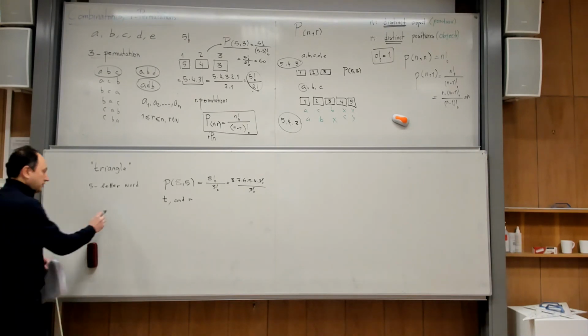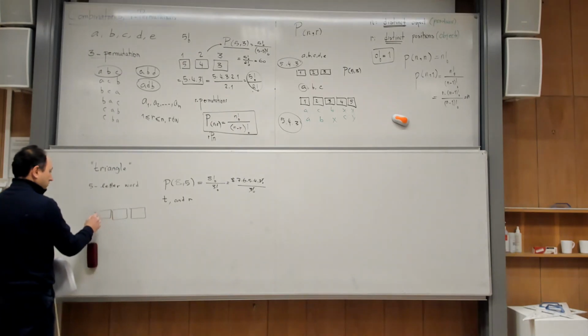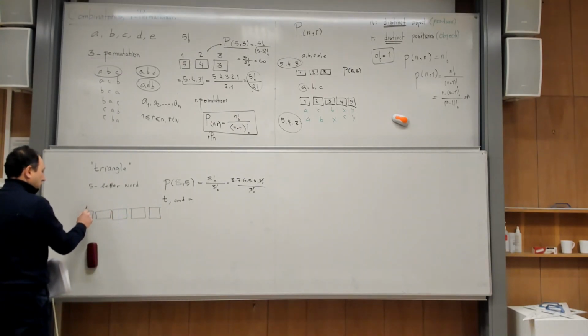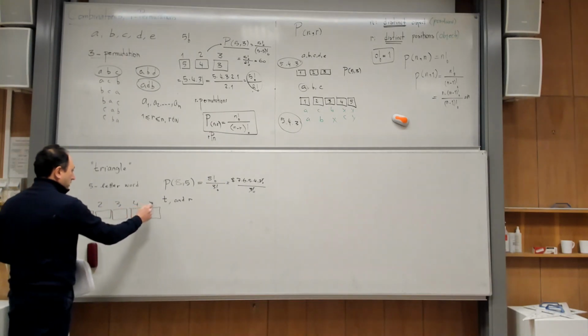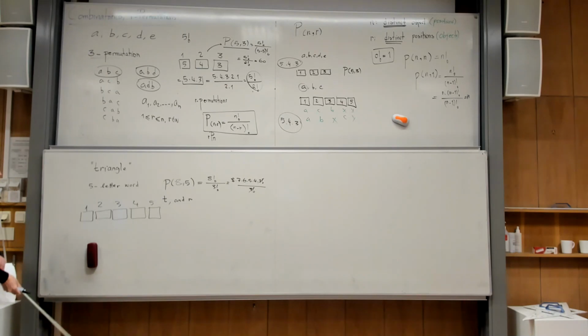So you have a 5-letter word, so it means that you have 5 distinct locations, of course. So location number 1, 2, 3, 4, 5. Why do I number them? Because order matters. I know that 2 of these locations should be occupied with T and R. And the rest should be occupied with the rest of the leftover letters.